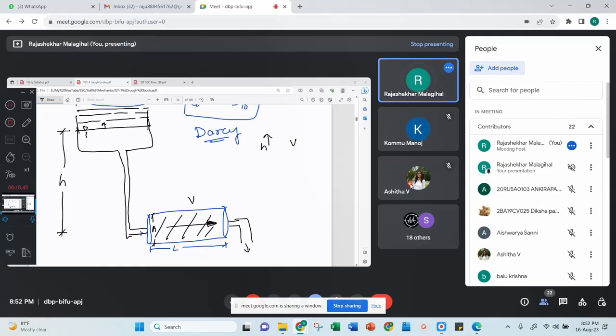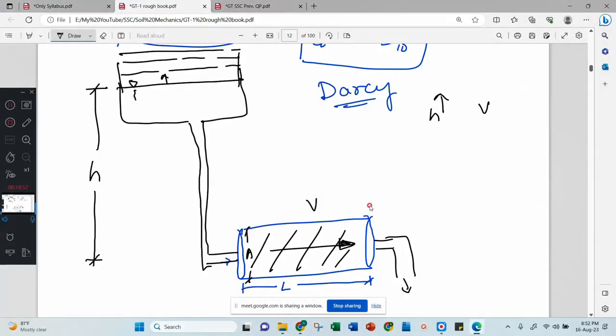Any idea? Increases. Okay. As the head increases, then velocity will increase. Means this is one conclusion that h is directly proportional to V. Right? Then we have another experiment.